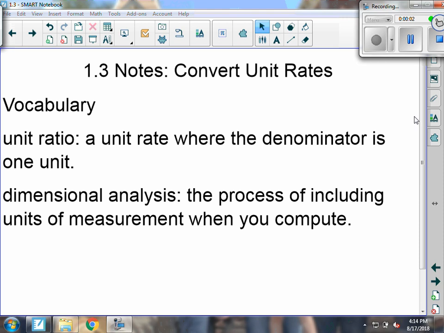Today we're covering Chapter 1, Lesson 3, Convert Unit Rates. So we have two definitions that you need to write down. A unit ratio is a unit rate where the denominator is 1 unit. And dimensional analysis is the process of including units of measurement when you compute. It is very important, especially in this lesson, to include your units of measure. So go ahead and pause this and take a moment to write these down, please.